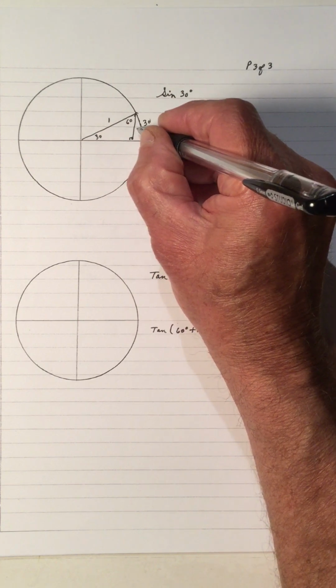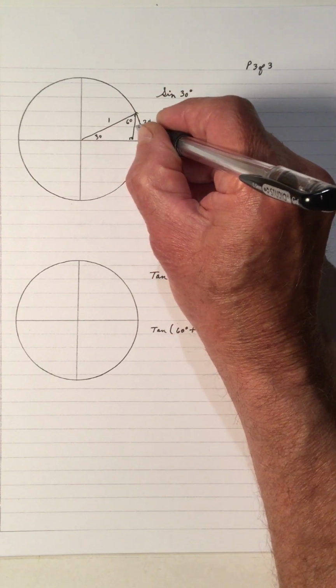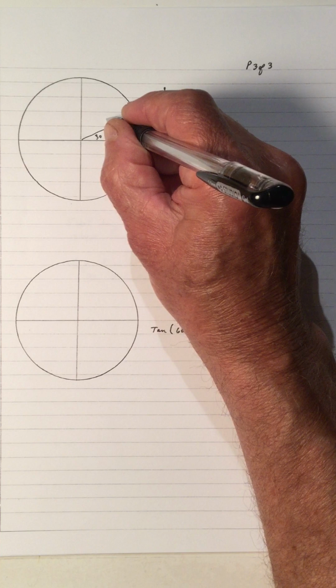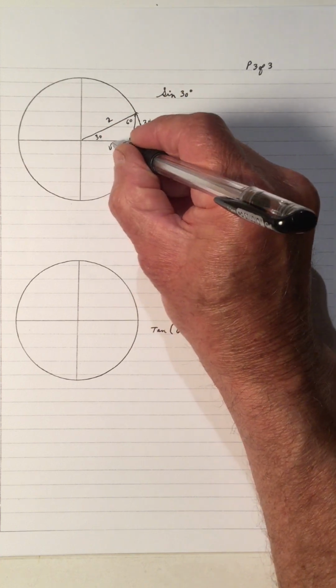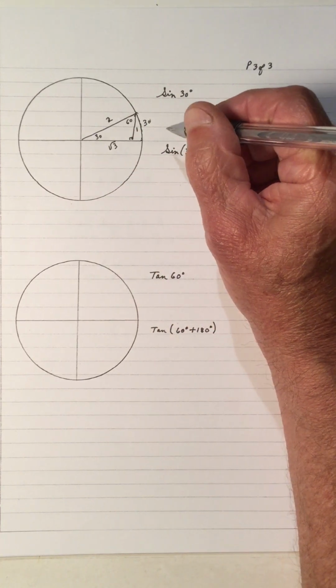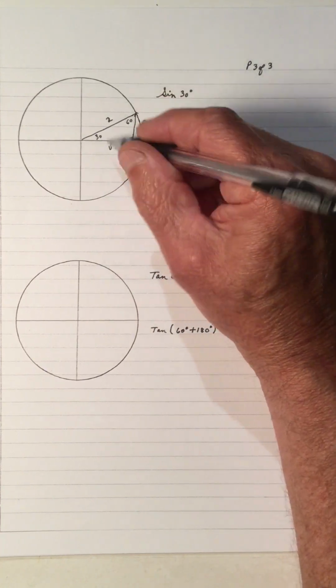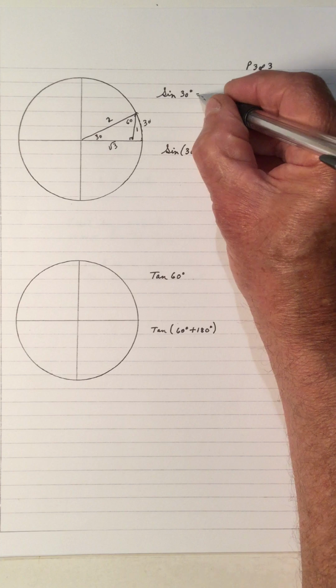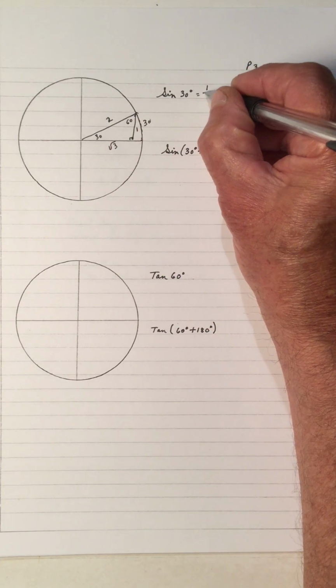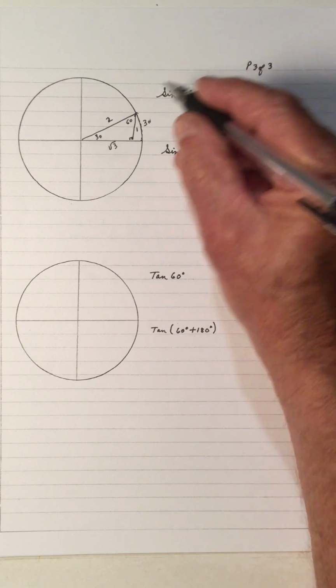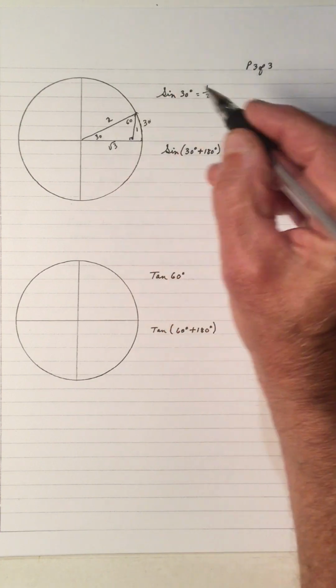So if I use the unit circle, I'll go 1 half, root 3 over 2. Again, I prefer to go hypotenuse is 2, this is 1, this is root 3. It makes it easier when you're doing the ratios because you have no fractions. Sine of 30 is opposite, which is 1 over 2. Sine is opposite over hypotenuse.